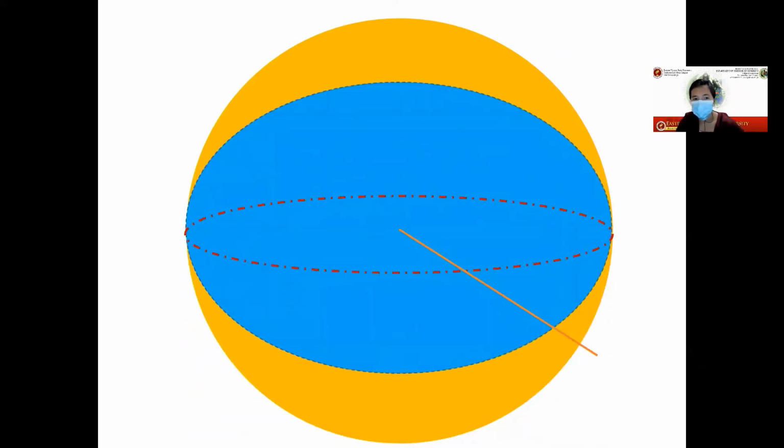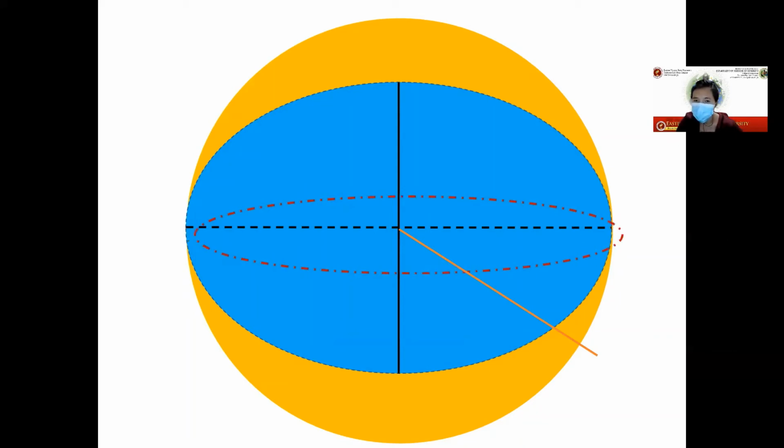So if this is the ellipsoid, let's just say the ellipsoid has a minor axis. This one is the major axis. So a line, this is the equator. Okay. So if this is point P, a point P is located somewhere on the surface of the earth.